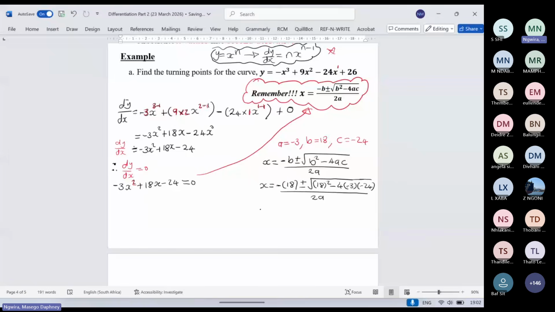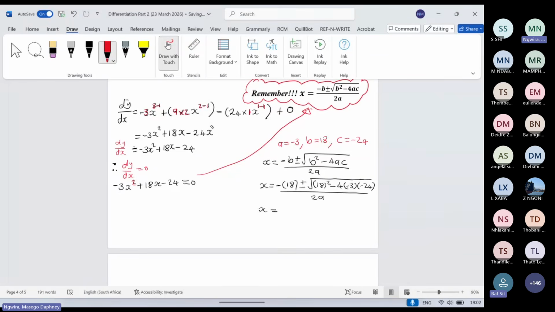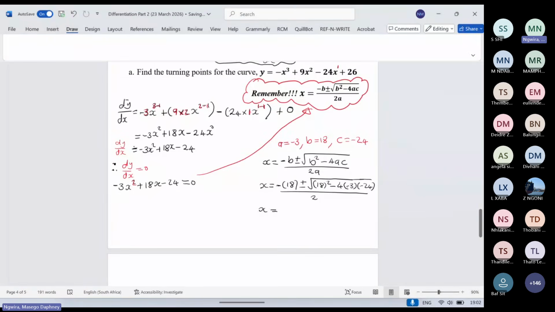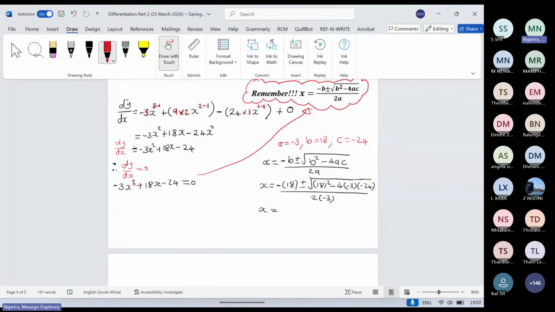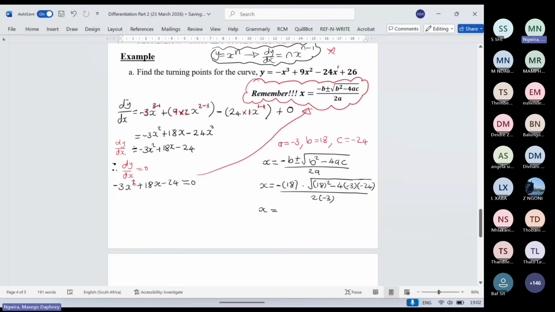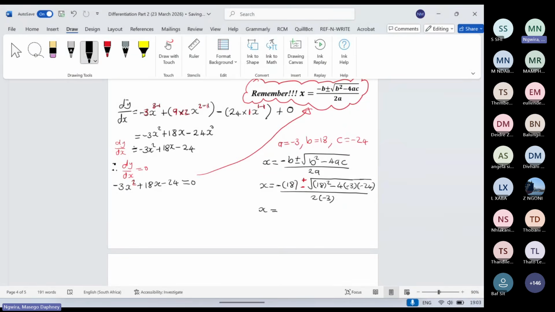So I'm going to have two answers. The one answer you use this plus, the other answer you say minus. 2 multiplied by negative 3. Give me the two answers, please. So this is plus or minus, you have two answers. Why? Because there's a plus and a minus here. You say negative 18 plus whatever this is, and negative 18 minus. Yes, give me the answer.